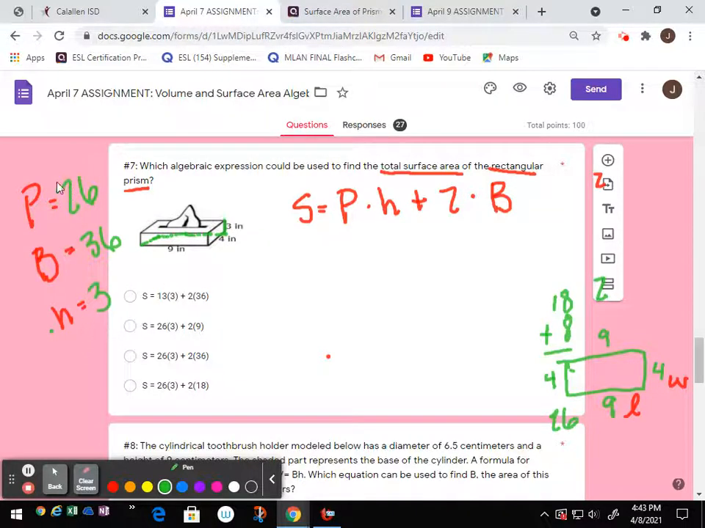Okay, so now that we have all of our numbers for our letters, all we have to do is plug it in. So we have S is equal to big P, which is 26, times our height of 3, plus drop down to 2, times our big B, which we said was 36, which is answer choice C. C is the correct answer for number 7.